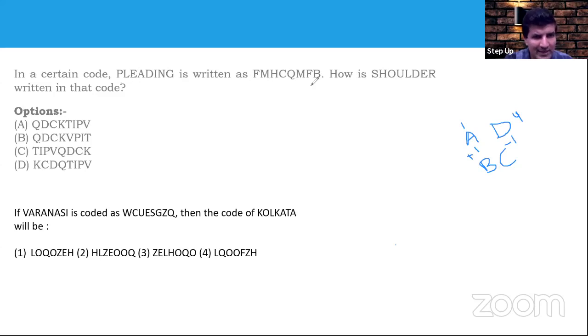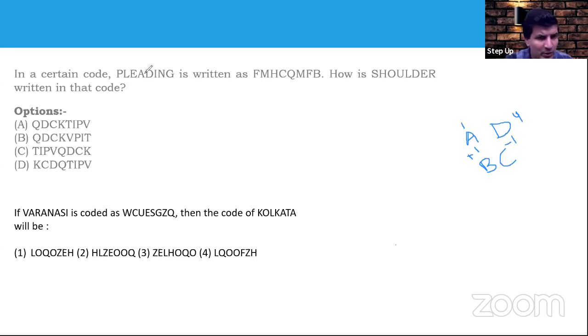So if you look at, let's say, P is becoming F, that means it's not very close. Okay, L is becoming M. But E is again becoming H, and A is becoming C. Now, let's say D and Q, there's a lot of difference. So that means in some way it's not progressing.